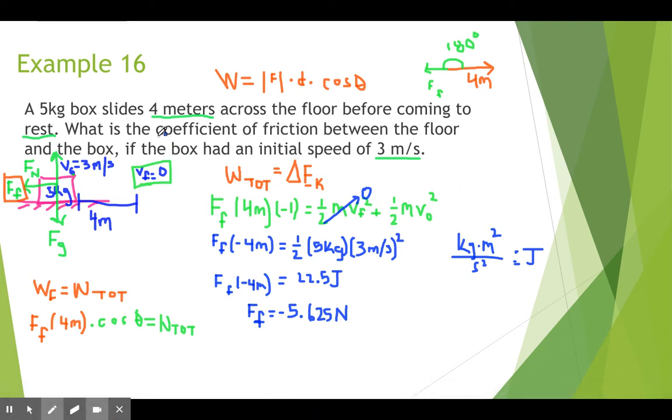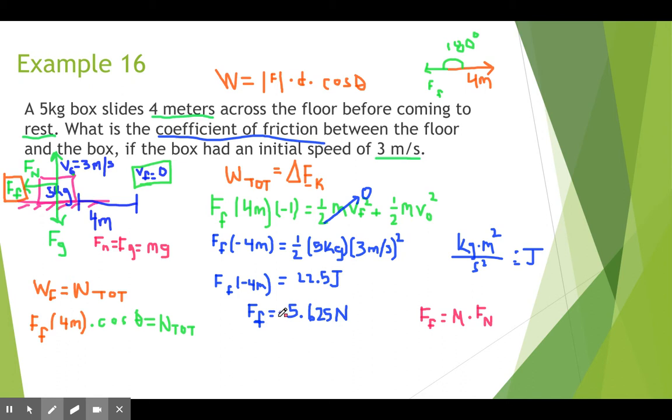We are not, however, done because you're looking for the coefficient of friction here. We're looking for mu. We know that the force of friction is equal to mu times the normal force. In this case, because it's on a flat horizontal surface, the normal force is equal to the force of gravity, which is m times g.